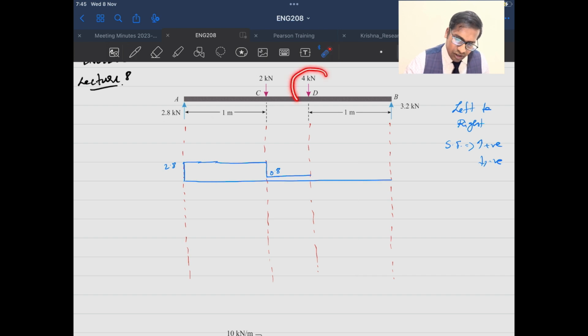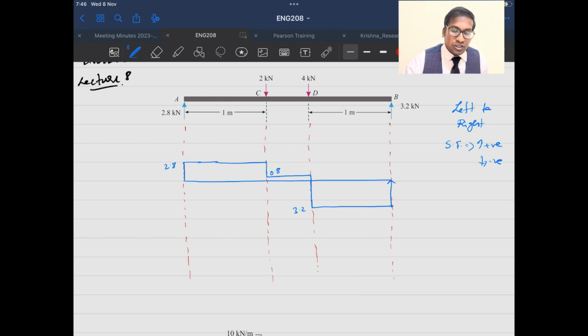If I come here, the 4 kilonewton acts downwards. Okay, so this allows me to go further down to the negative region. So far I was following the positive, now I go to the negative region, and this is supposed to be 3.2. Then I travel horizontally and I reach point B. If I reach point B, again it is upwards 3.2. Okay, so remember I am in the negative region, minus 3.2. So if I travel upwards 3.2, I will reach 0.